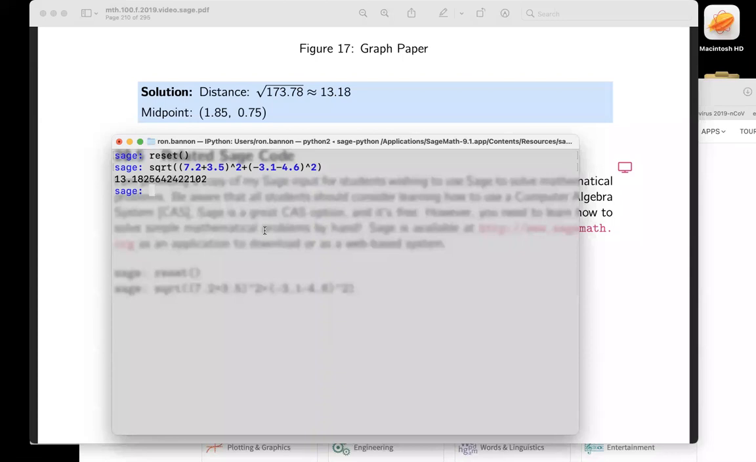Now, certainly, I'm not a big fan of Sage. I would rather use different software, but that other software is very, very expensive. So I would recommend Sage because it's free and it's widely used.